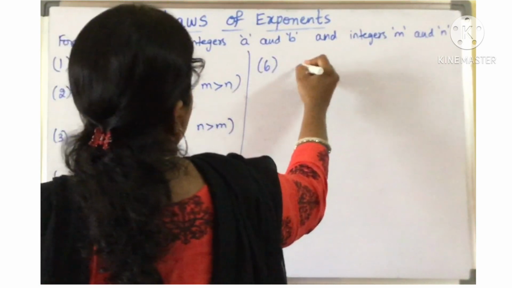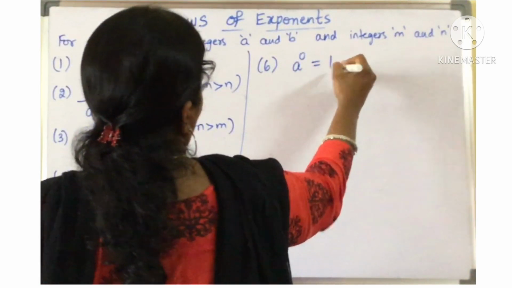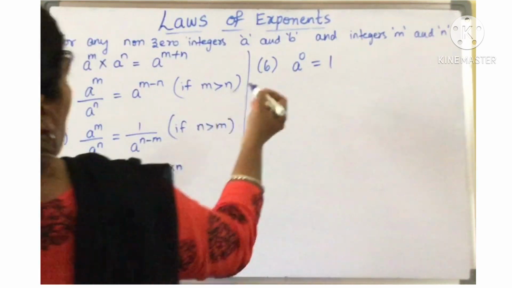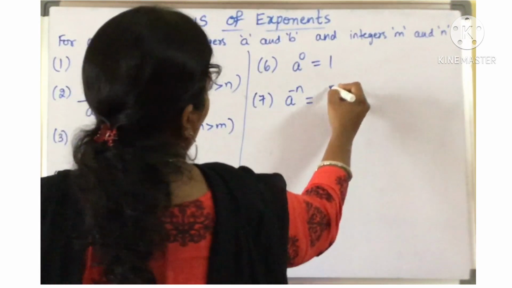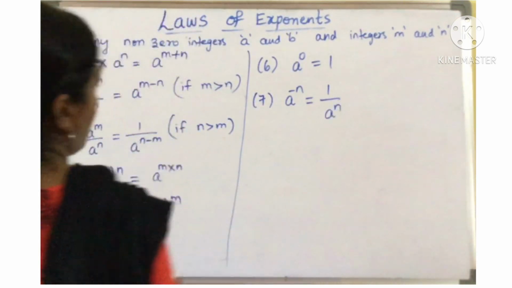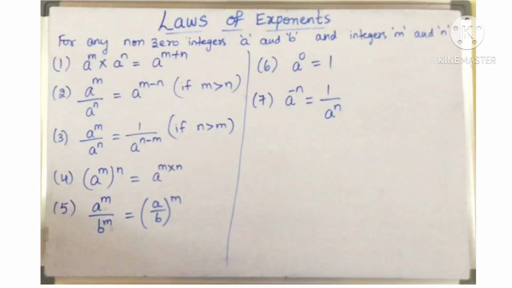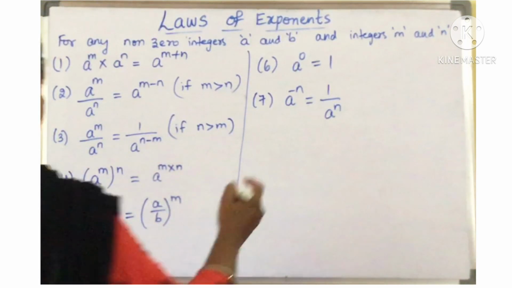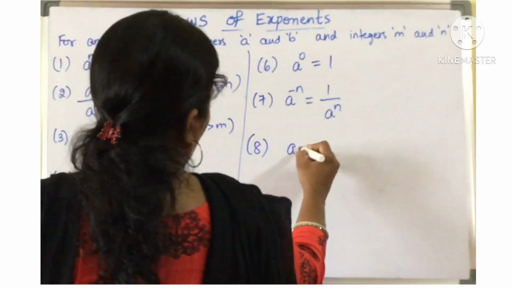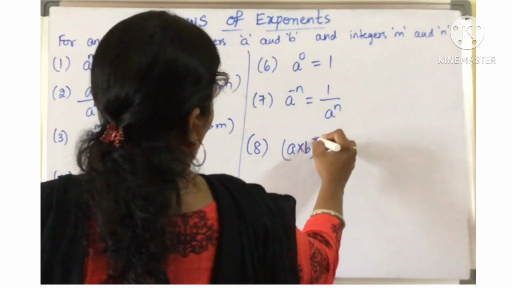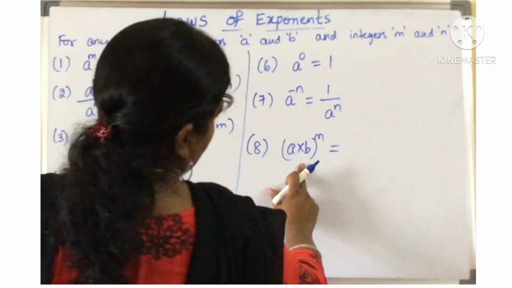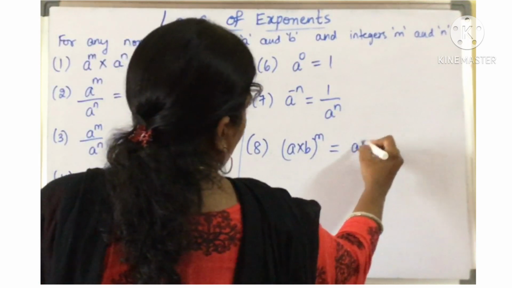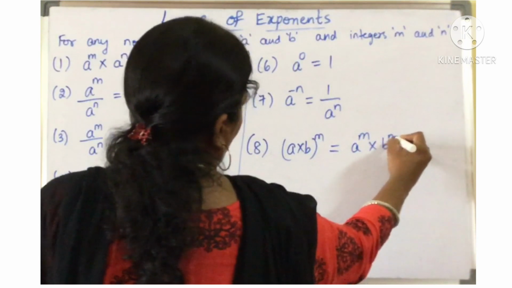Okay. Next, one more we discussed, a to the power of 0 equal to 1, right? And one more, a to the power of minus n equal to 1 by a to the power of n. To remove the negative symbol, we should write 1 by a to the power of n. And what about another one? Eighth one, a into b whole to the power of m. Here bases are different and they are under multiplication and power is same. So a to the power of m into b to the power of m.